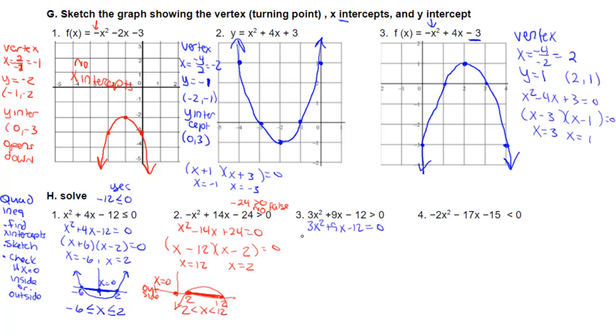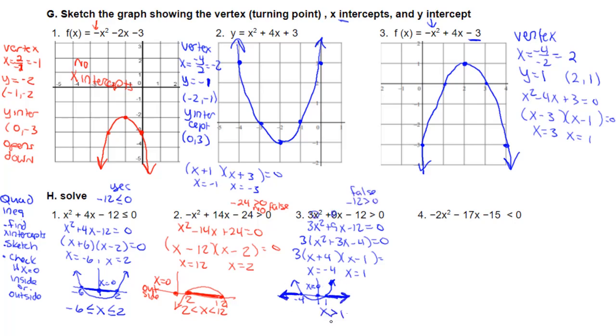And then for number 3, we're going to go ahead and factor this. We find out the x-intercepts are going to be negative 4 and positive 1. When we sketch this, it opens up. 0 is in the inside. Negative 12 is not greater. The answers are not in the inside. So then we're going to tell people x is greater than 1 or x is less than negative 4.